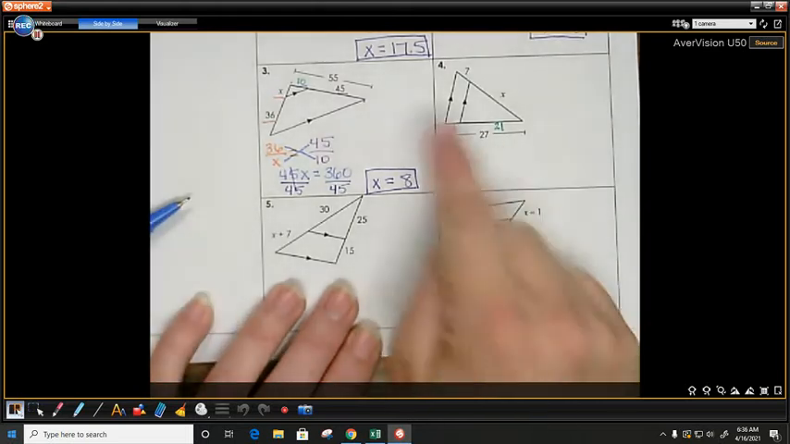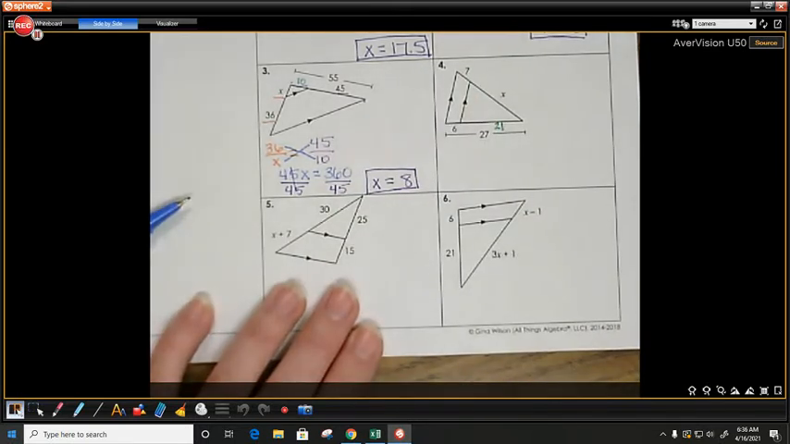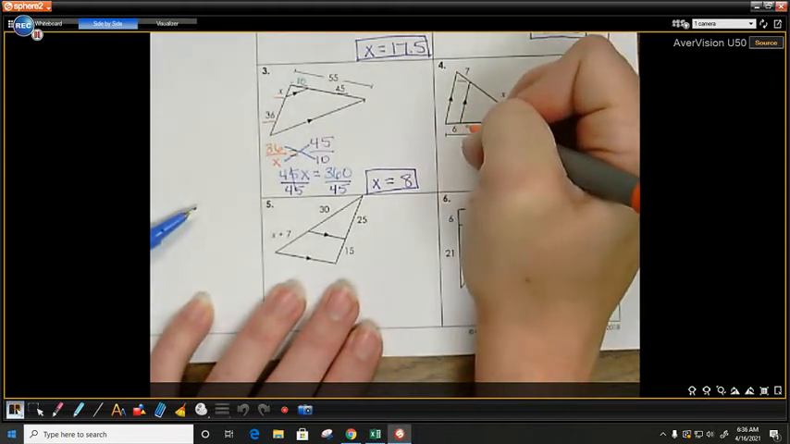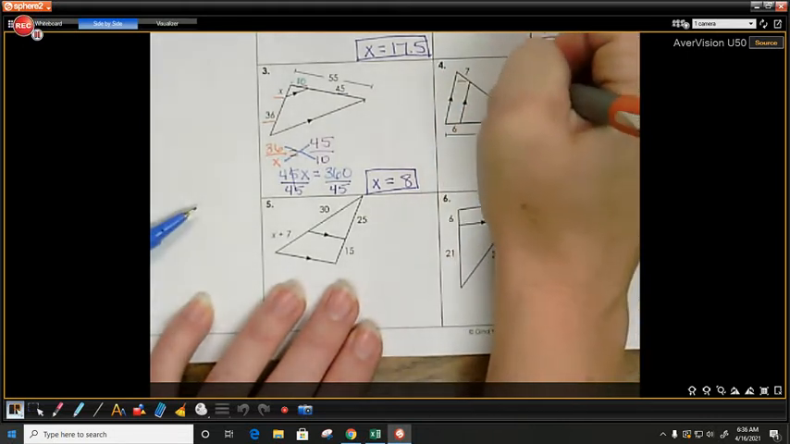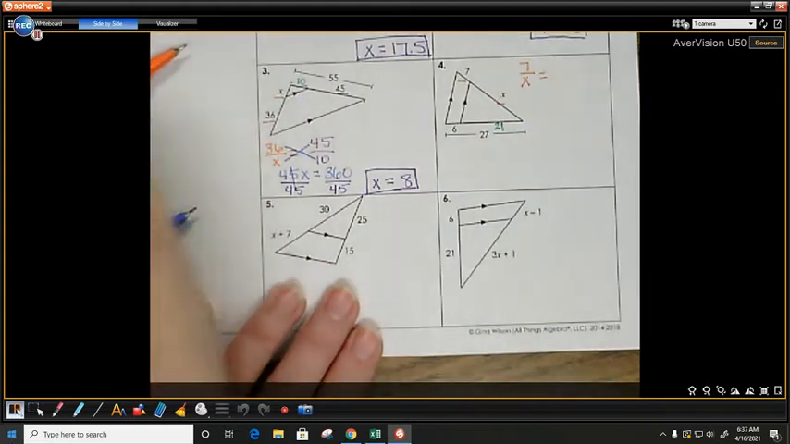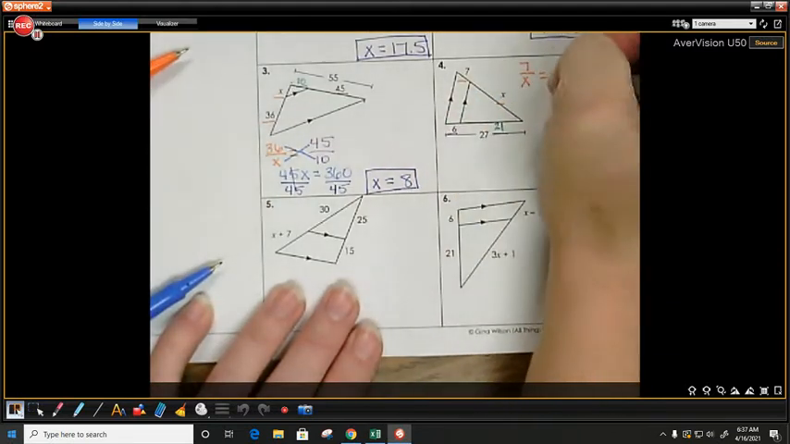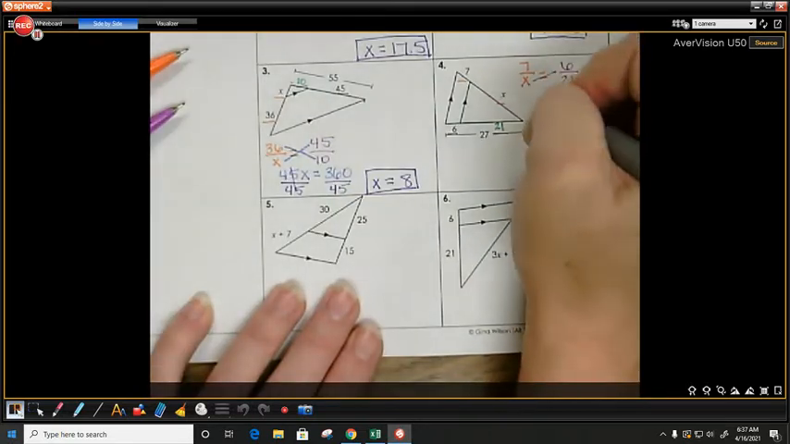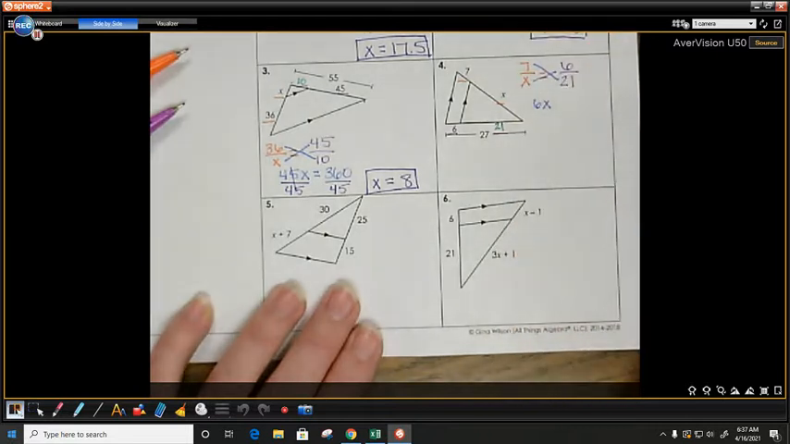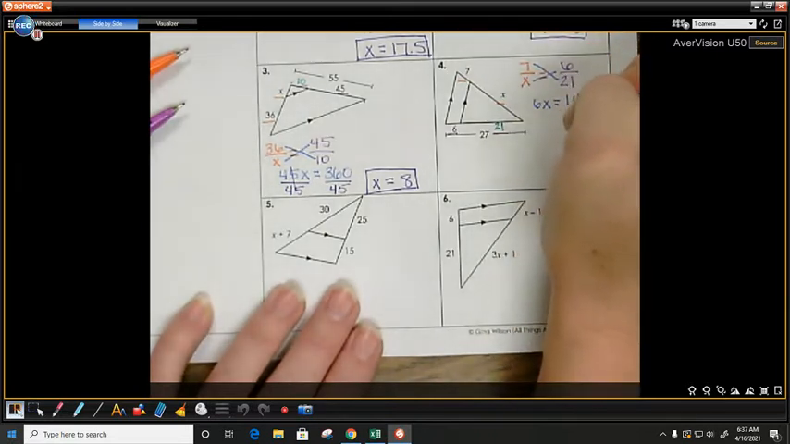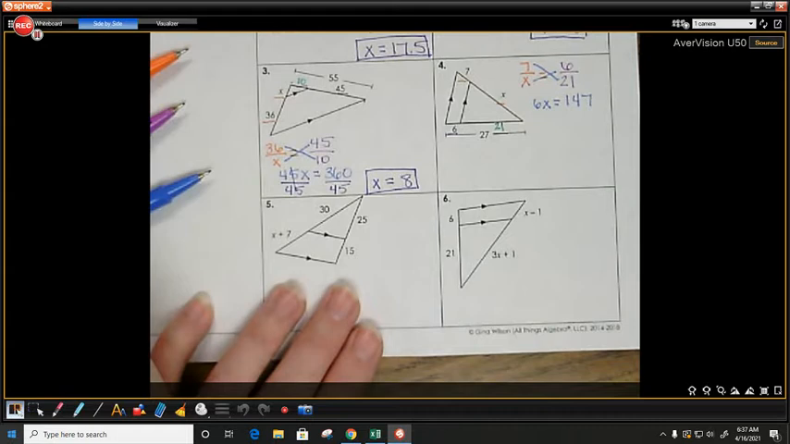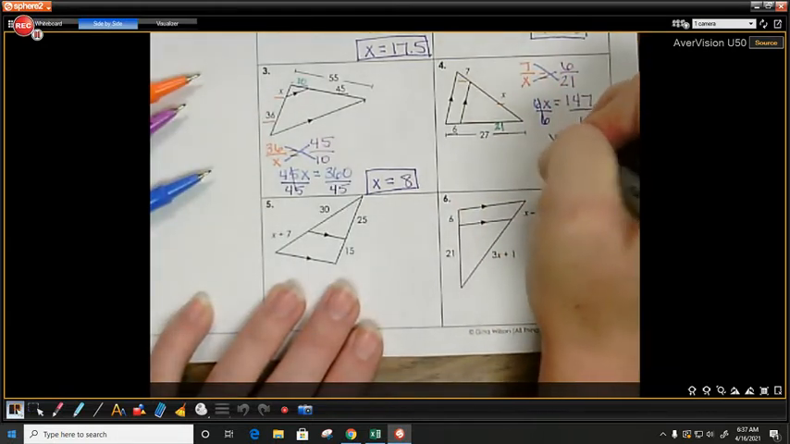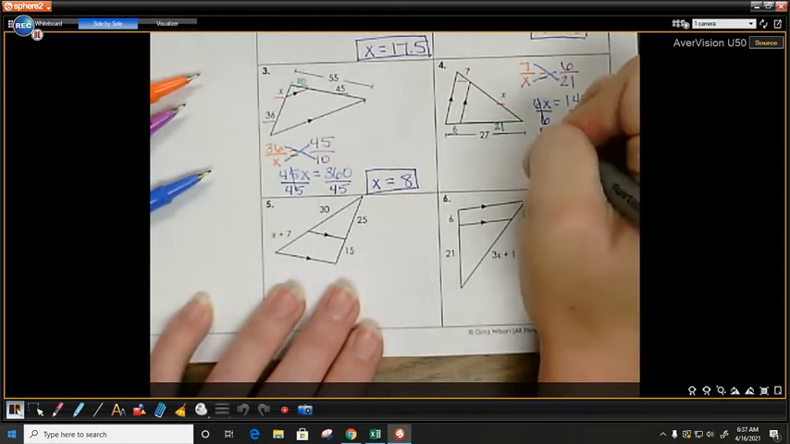Okay, I can set up a proportion because these two lines are parallel to each other. So I'm going to do 7 over x is equal to 6 over 21. And then we're going to cross multiply. 6 times x is 6x. 7 times 21 is 147. And then we are going to divide both sides by 6 to get x by itself. And we get x is 24.